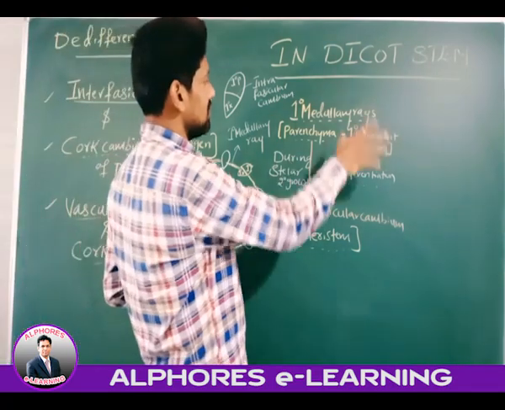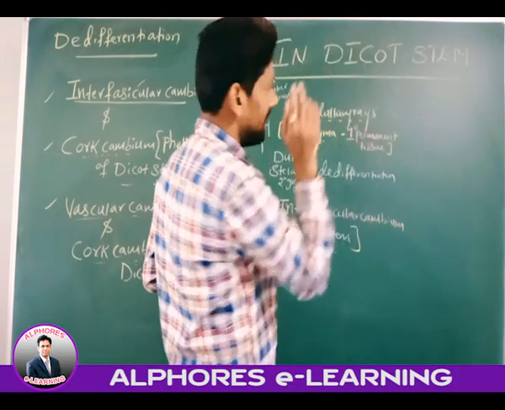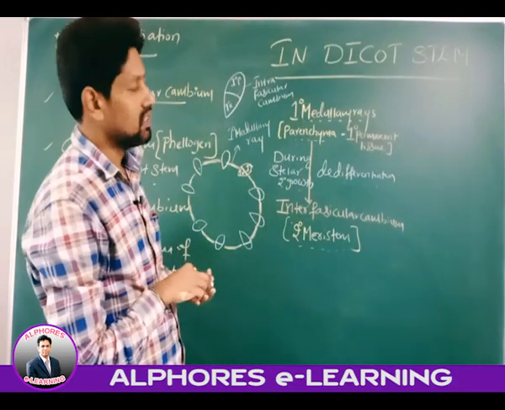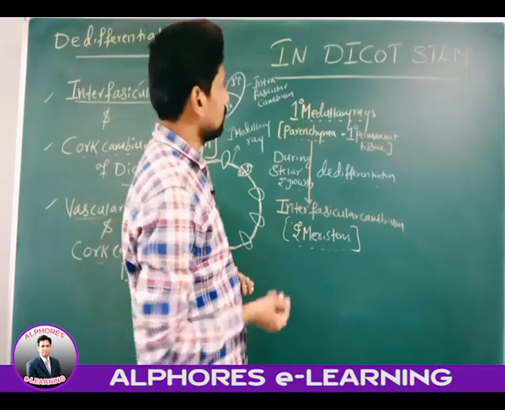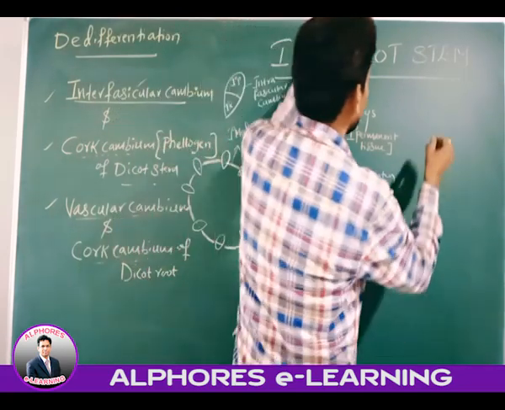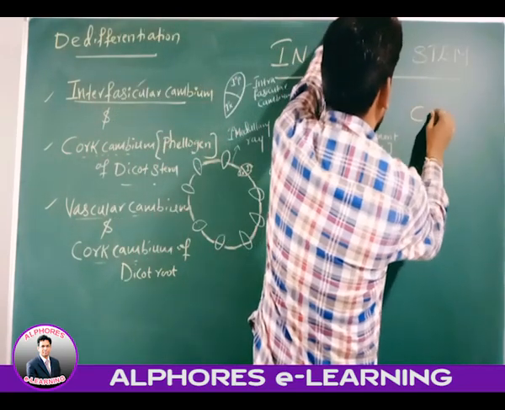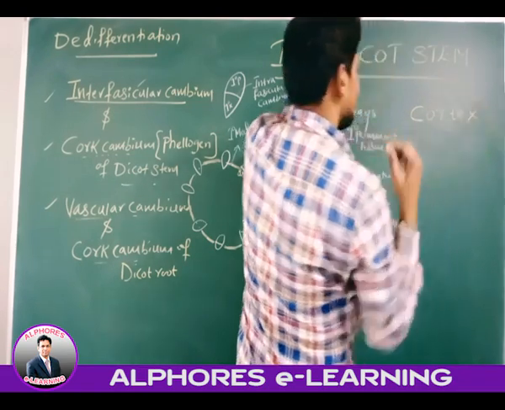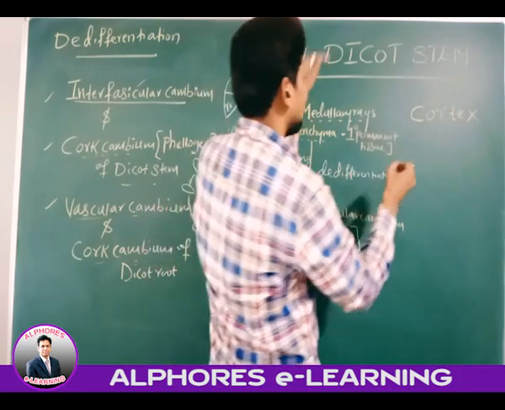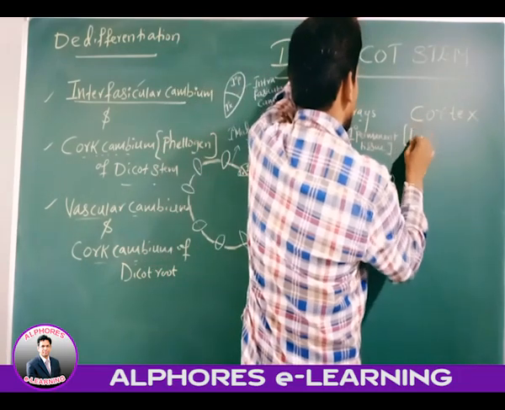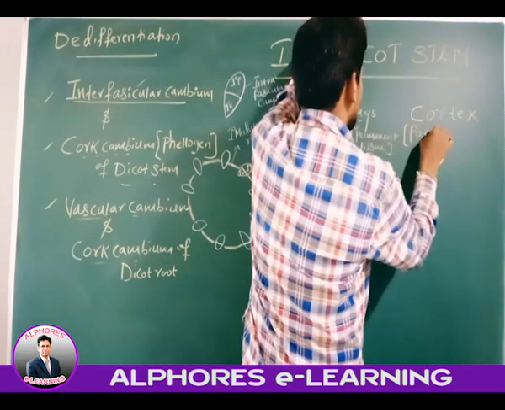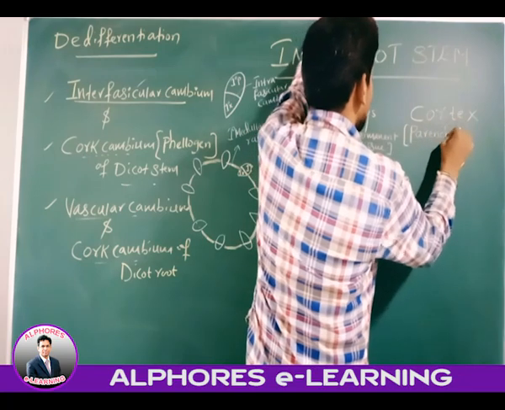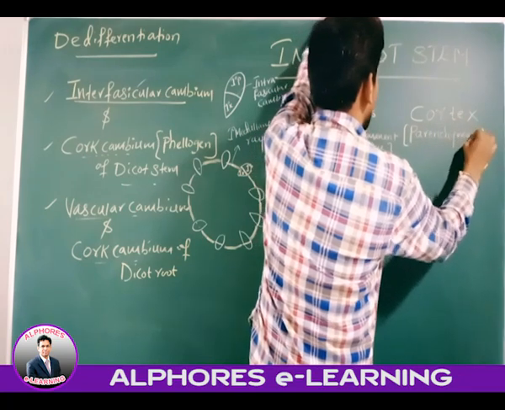We are discussing the statements concerned to the dicot stem. Is it okay? Right. Now listen here. In the dicot stem, if you take the cortex, this cortex is made up of parenchyma.